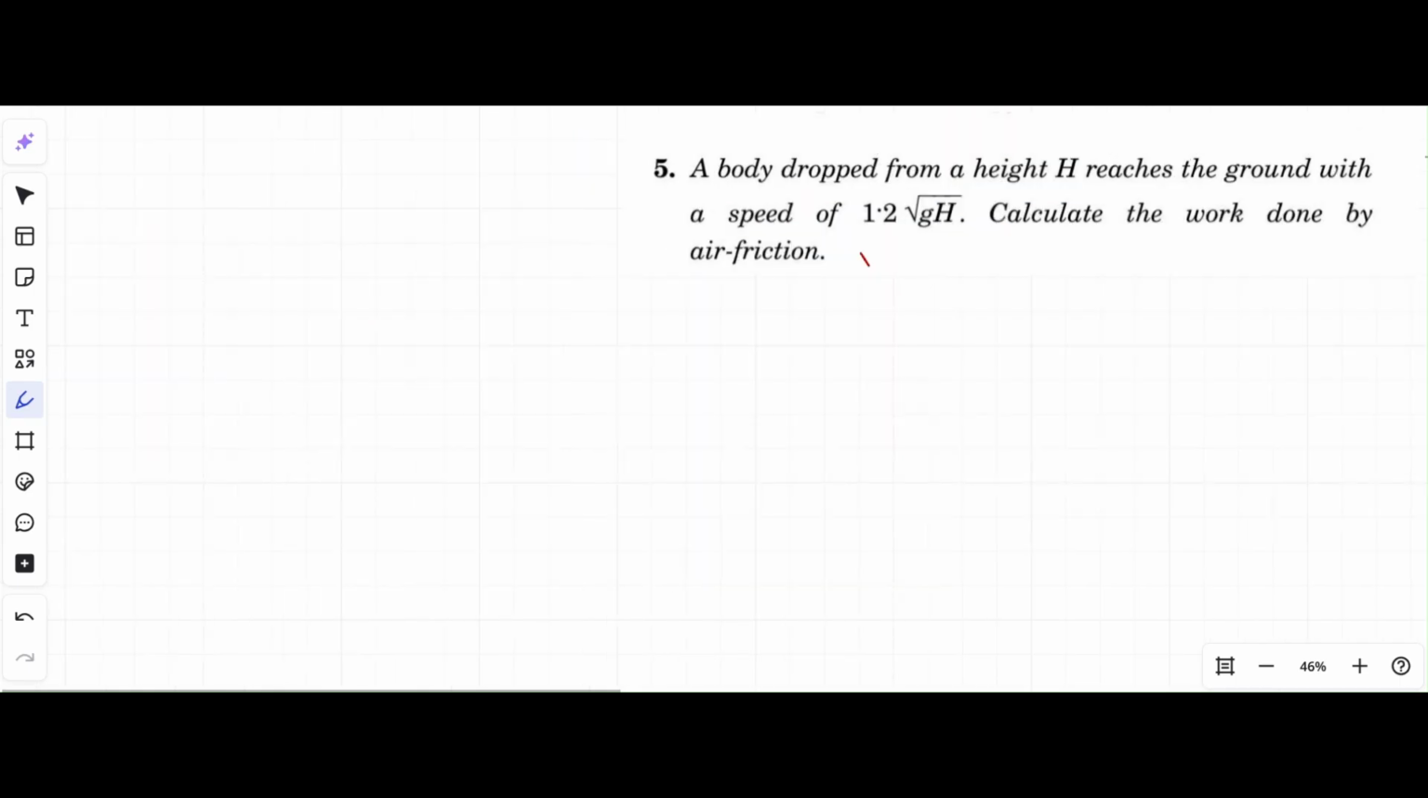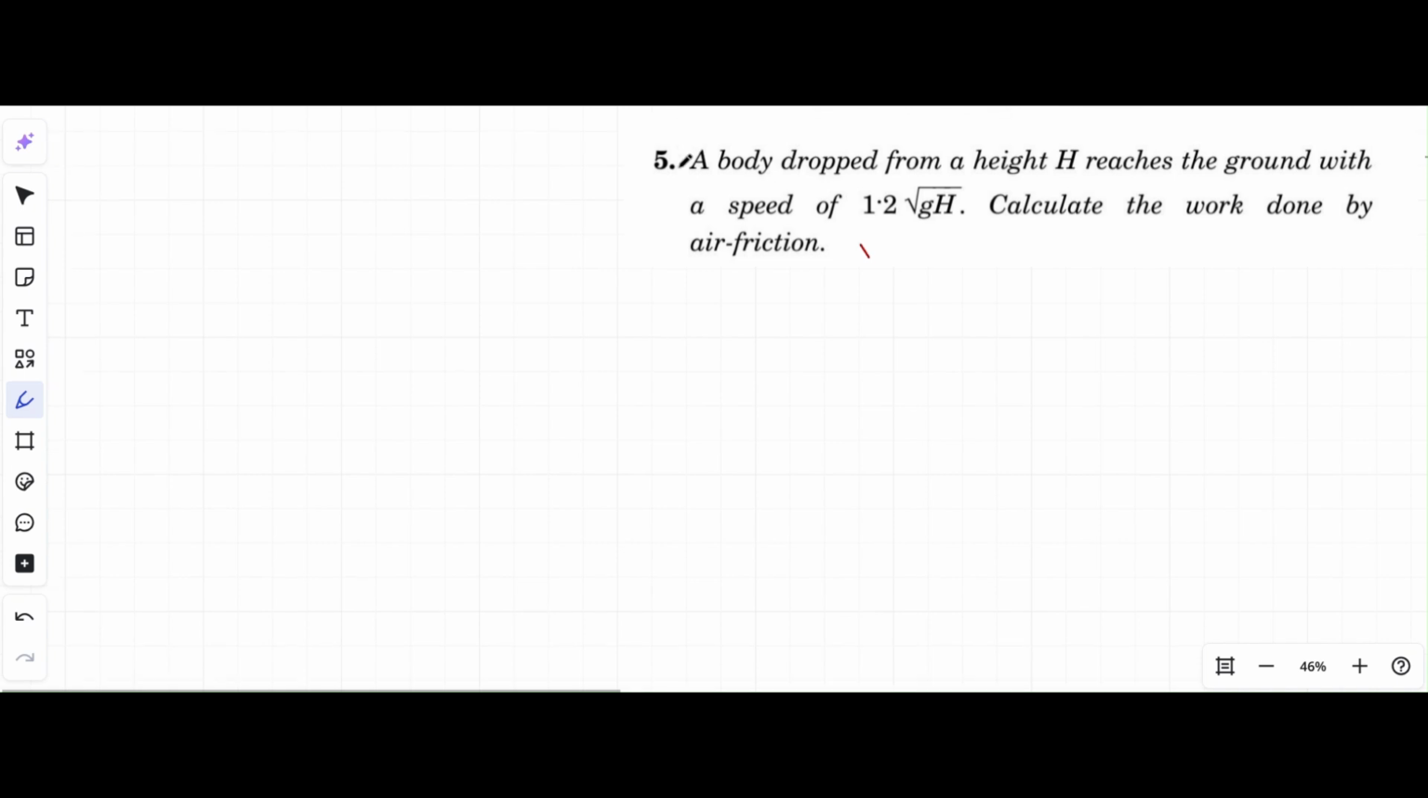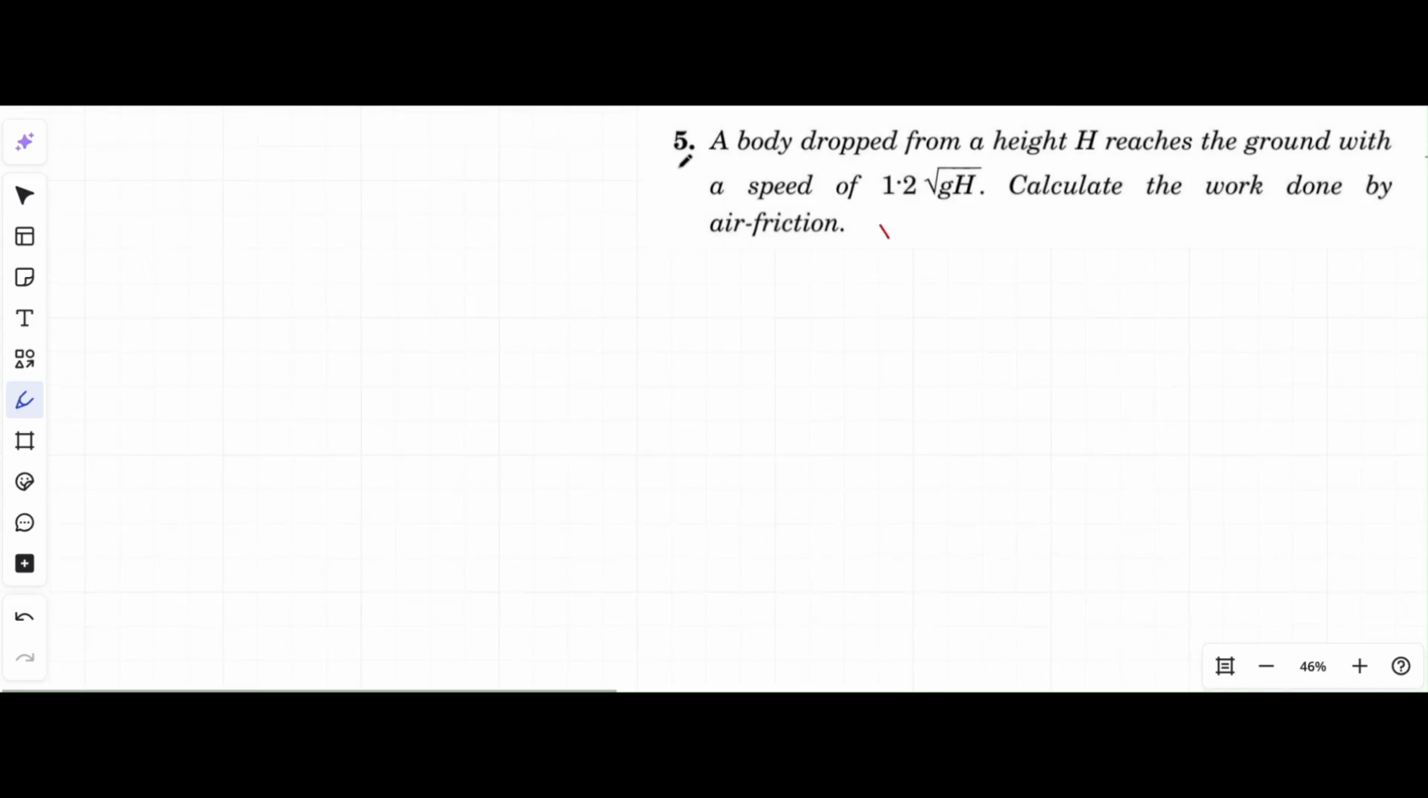Now, this is a bit of a conceptual question. So, I mean, there is nothing numerical about it. It is just to brush up your concept, or to make you think it in a different way. Suppose a body is dropped from a height h and it reaches the ground with a speed of 1.2 root gh. So, speed at ground is equal to 1.2 root gh.